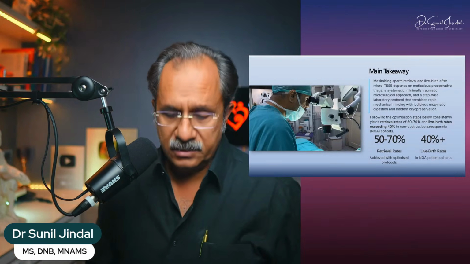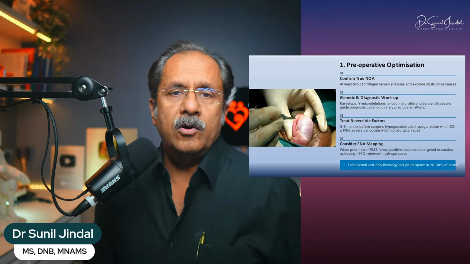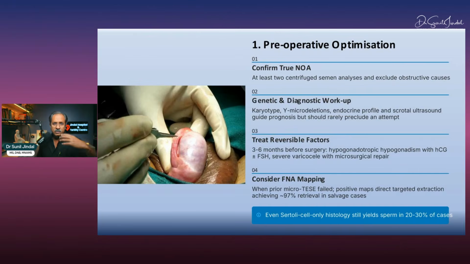So the first thing which I am going to bring to you now is the preoperative optimization. So if we are bringing any patient for surgery, we need to optimize it, and to optimize it we have to confirm what the status is. There should be a centrifuged semen sample which tells us. We need to do a genetic and diagnostic workup, karyotyping and Y chromosome microdeletion and endocrine profiling, and at times a scrotal ultrasound, so that we are very, very clear what we are going into.